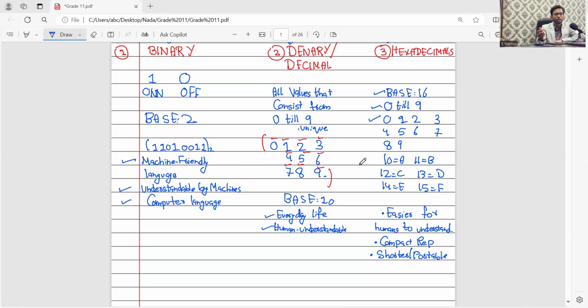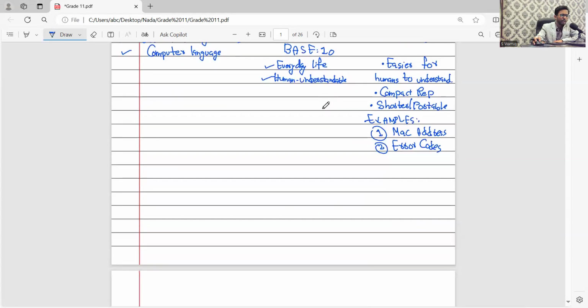And some of the examples of hexadecimal are, for example, you can name it like a MAC address, or you can say error codes. So we are going to discuss all of these areas in detail. So your syllabus says that you should be able to have a knowledge of these three number systems. So I hope that I'm clear to all of you.